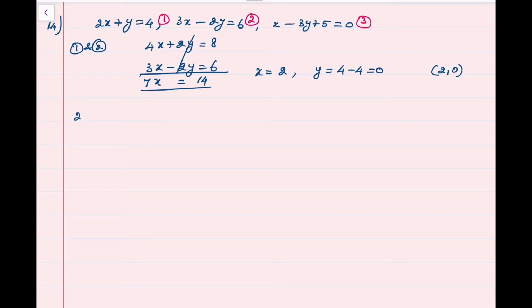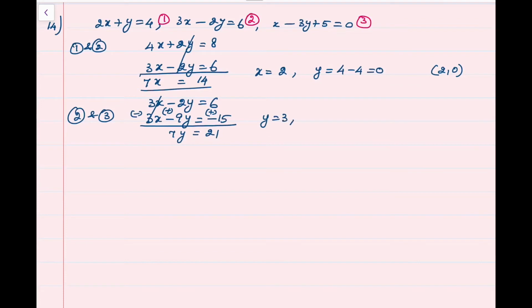Now we will solve second and third. 3x - 2y is 6. The third equation we will multiply by 3. I am taking 5 to the other side, minus 15. Change the sign. 7y is 21. Therefore, y is 3. Let us substitute in the third equation to find the x value. 3y is 9 minus 5, which is 4. The point of intersection is (4, 3). Write the x coordinate first.